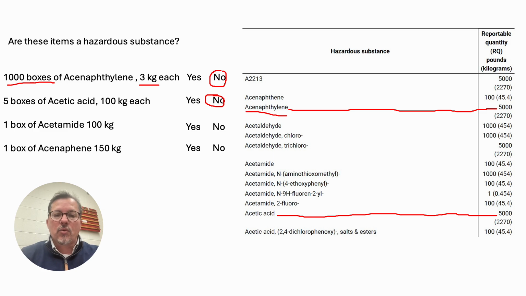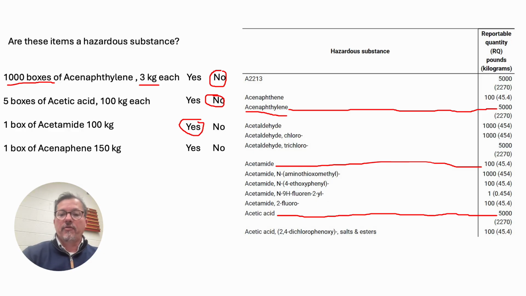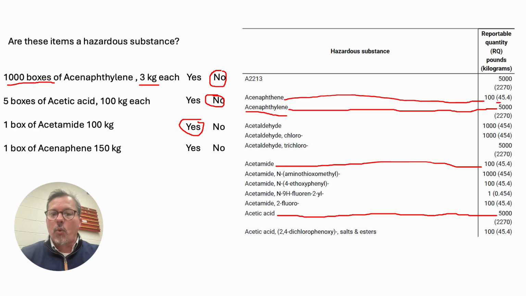Acetamide, when we look at this, we're right here. Skim that across, and it's 45.5 kilograms, which is 100 pounds. So we've got 100 kilograms. Even with my Louisiana public education, I can tell you that 45 kilograms is less than 100, right? 100 kilograms is more than that cutoff threshold. The acetaphene, let's see, where are you at? Right up here. That one also has an RQ value of 45 kilograms. So at 150 kilograms, that is a hazardous substance.